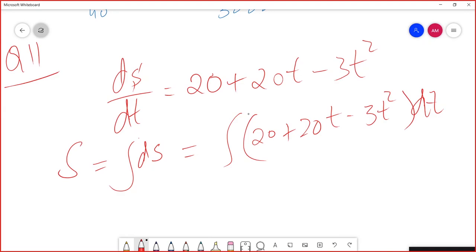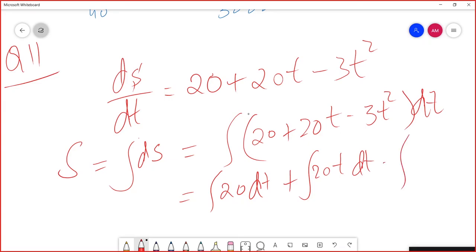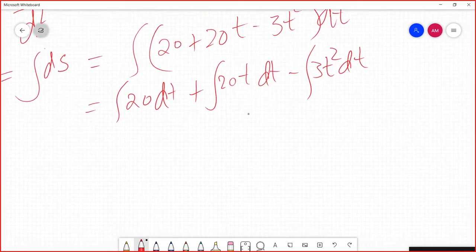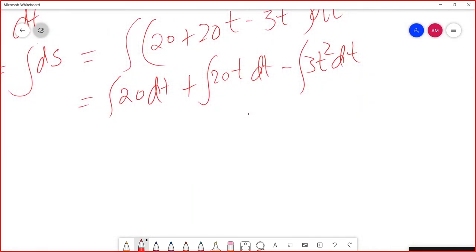You expand it, so the integral of 20 plus 20t minus 3t squared dt. So we would open this and we would do that, right? So this becomes something like integral of 20 dt plus integral of 20t dt minus integral of 3t squared dt. Is it good? Yep. Okay. And then we would solve it further.